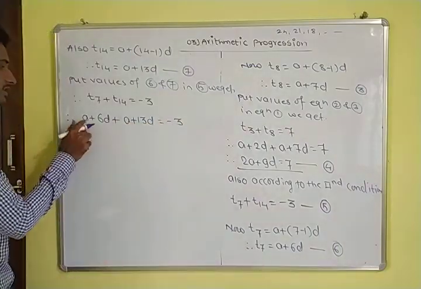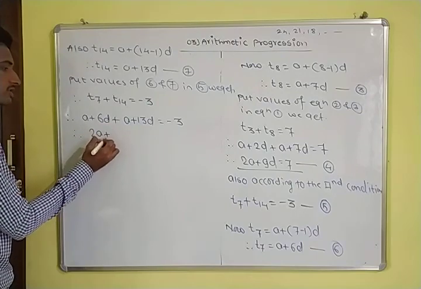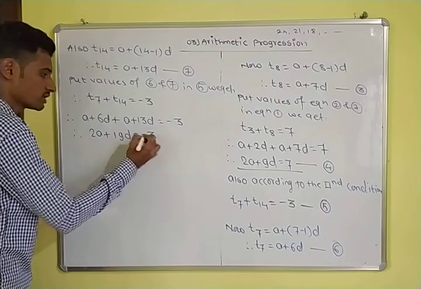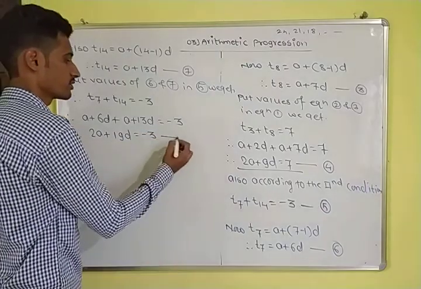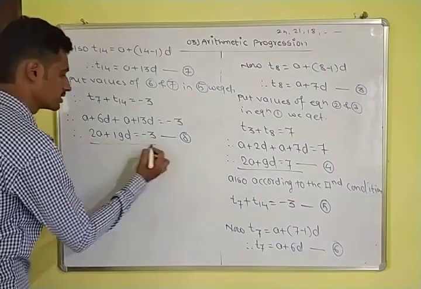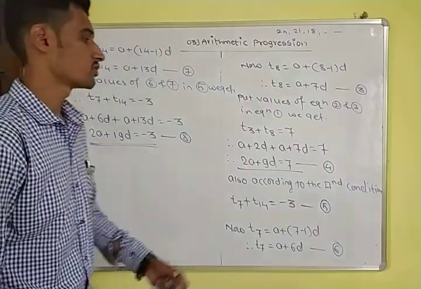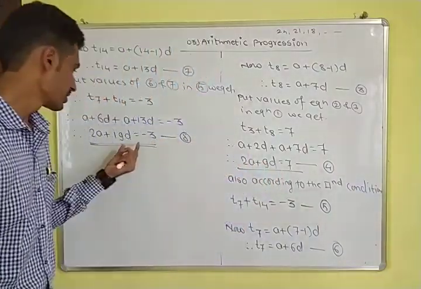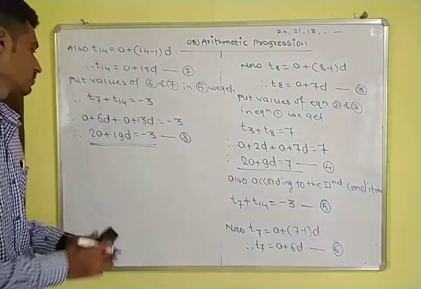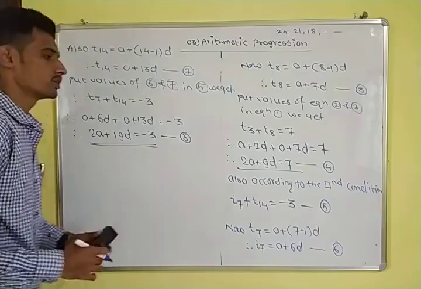How many a are there? 2a plus 6d plus 13d means 19d is equal to minus of 3. Say this equation number 8. Now look at equation number 4 and equation number 8. We have to solve these two equations.